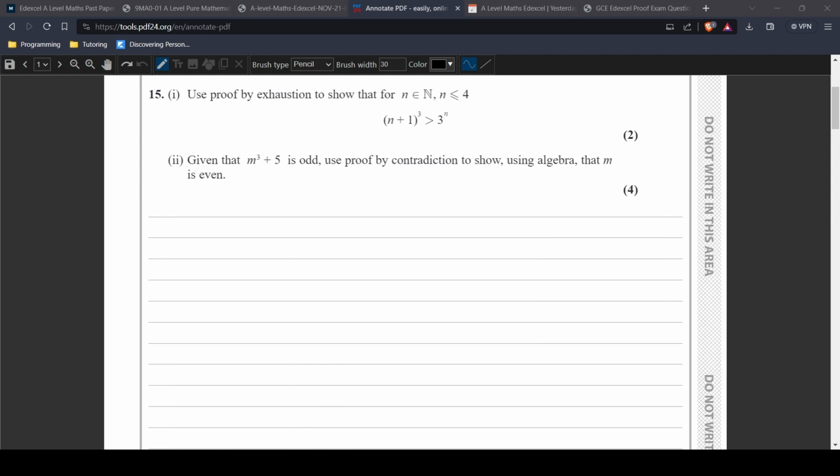Okay, so today we're going to be going through some A-level Edexcel maths proof questions. Now these may be taken from paper 1 or paper 2 or maybe some mock exam questions from previous years.